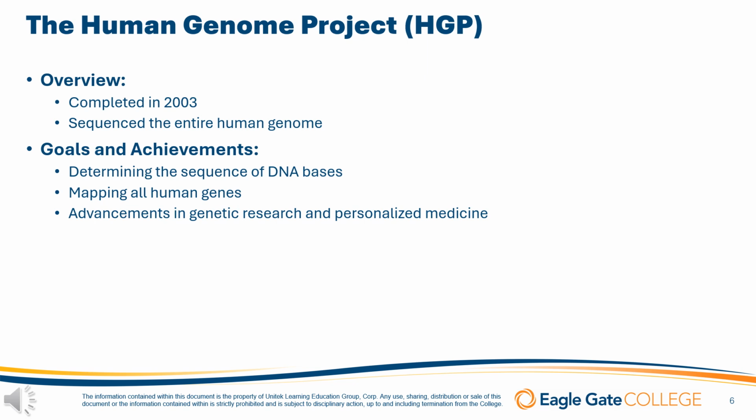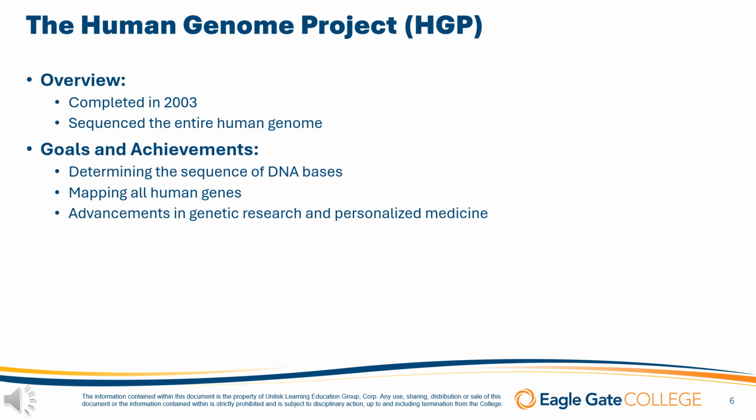The primary goal of the HGP was to sequence the entire human genome, which consists of approximately 3 billion DNA base pairs. Sequencing the genome means determining the precise order of these bases, which are adenine, thymine, cytosine, and guanine, throughout the entire set of human chromosomes. This monumental task provided a comprehensive map of the genetic blueprint for building a human being. The HGP had several key goals, each contributing to its overall success and its impact on science and medicine.